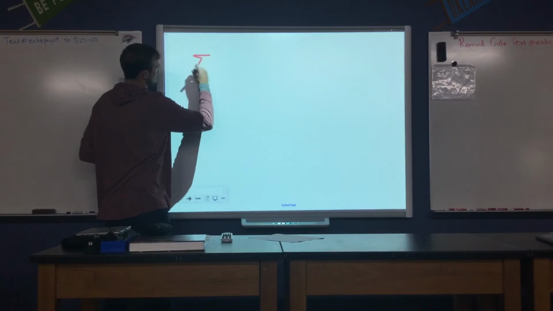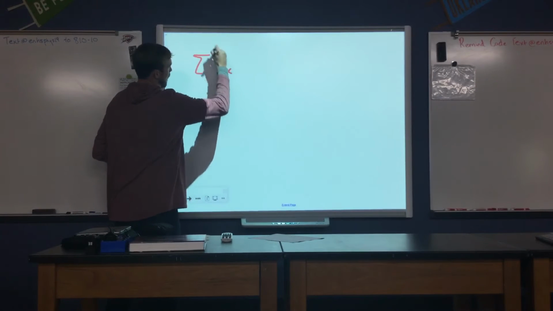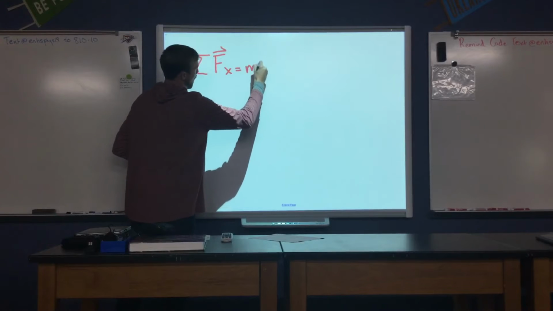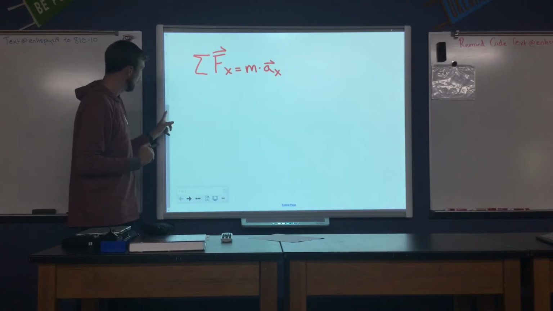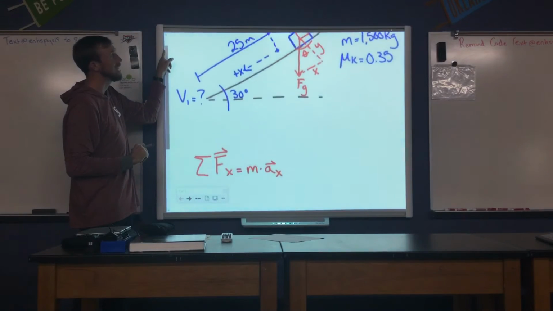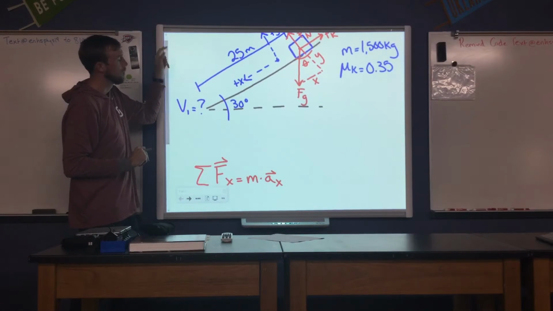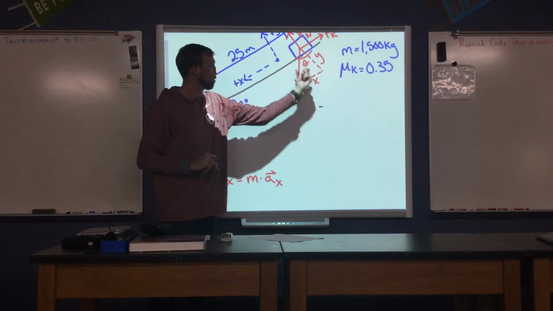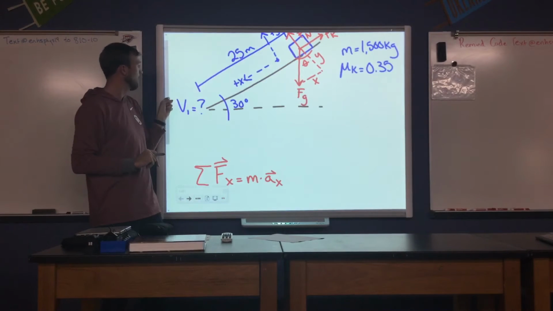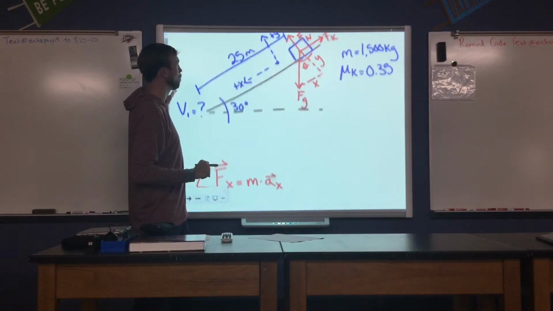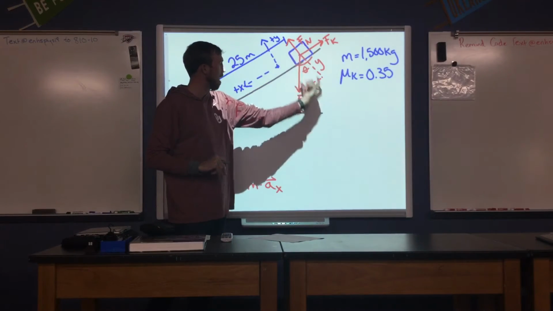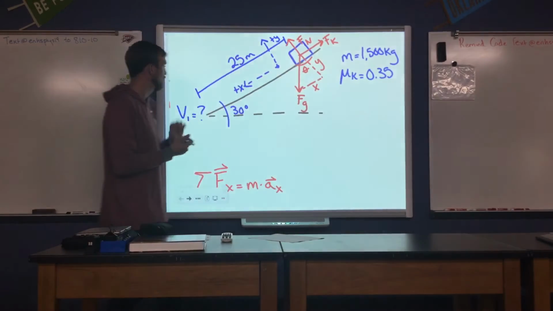The sum of forces in the x direction is equal to the mass of our object multiplied by its acceleration in the x direction. Now looking at our free body diagram, in the x direction we have two forces. We have our x component of the force of gravity pulling our car down the hill, and we have the full force of kinetic friction. See how those are both lined up, they're parallel with the plane.